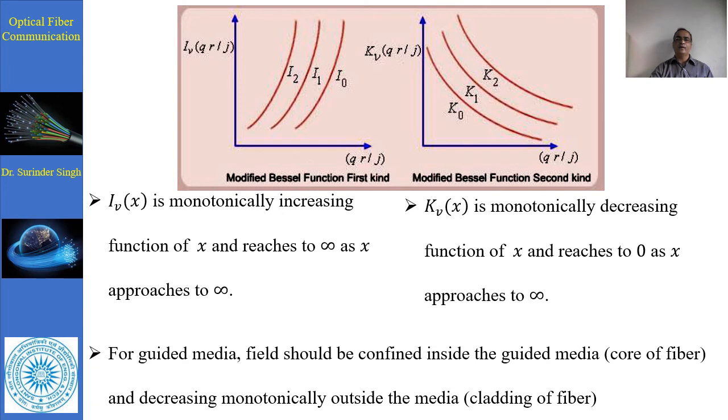Now if we look at these modified Bessel functions, I v goes on increasing monotonically as a function of x and reaches infinity as x approaches infinity, whereas K v is a monotonically decreasing function of x and reaches 0 as x approaches infinity. For a guiding media, the field should be confined inside the guiding media, the core of the fiber, and it should decrease monotonically outside the media, meaning in the cladding.